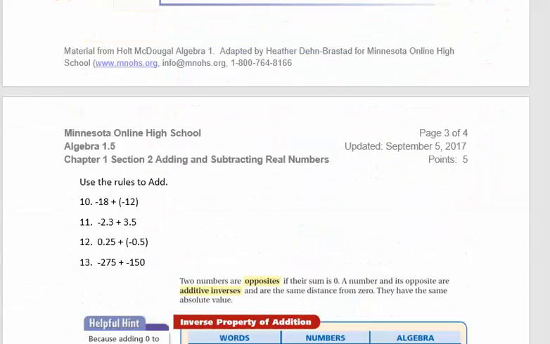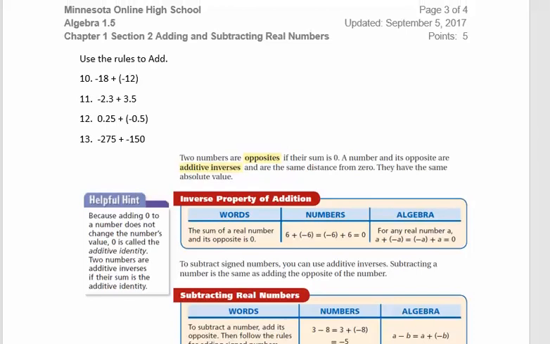All right, let's look at a couple examples. Number 12 has decimals in it, but that's okay. We have 0.25 plus negative 0.5. Well, these are different signs. So the rule is to subtract, the bigger one is 0.5 minus 0.25.